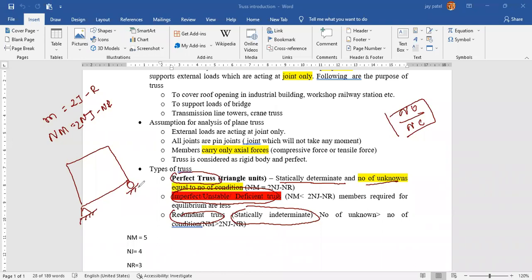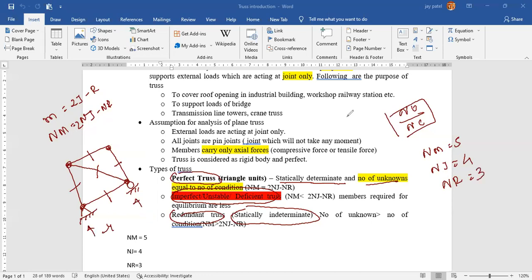Suppose I am considering a truss like this. Now tell me the number of members: 1, 2, 3, 4 and 5. So can I say that the number of members, NM, is equal to 5? Number of joints: this is one joint, second joint, third joint, fourth joint. So the number of joints is 4. NR is the number of reaction components. At the hinge, I would say 1, 2, 3. So the number of reactions is 3.